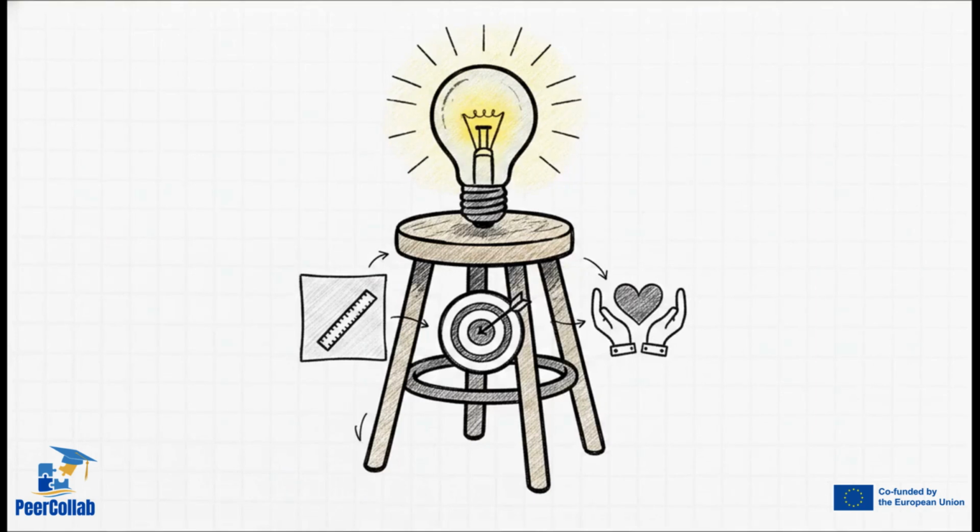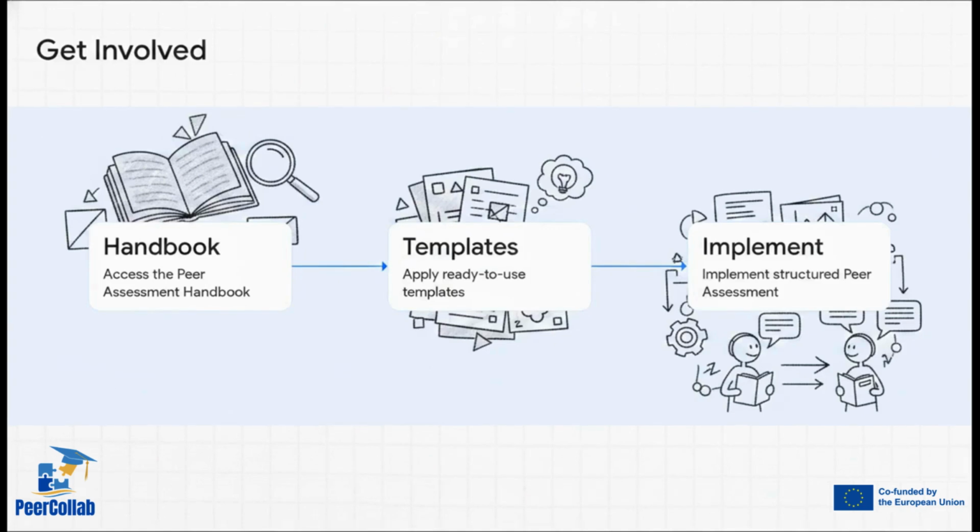Because of that, making peer assessment actually work boils down to three essential keys: clear design, shared criteria, and a supportive climate. You really can't have one without the others if your goal is to genuinely strengthen teaching quality and boost student success. So what's the game plan? PeerCollab lays out three clear next steps. First, get your hands on their peer assessment handbook. Second, start applying their ready-to-use templates. These are specifically designed with all these psychological quirks in mind. And third, implement structured peer assessment in your own classroom.